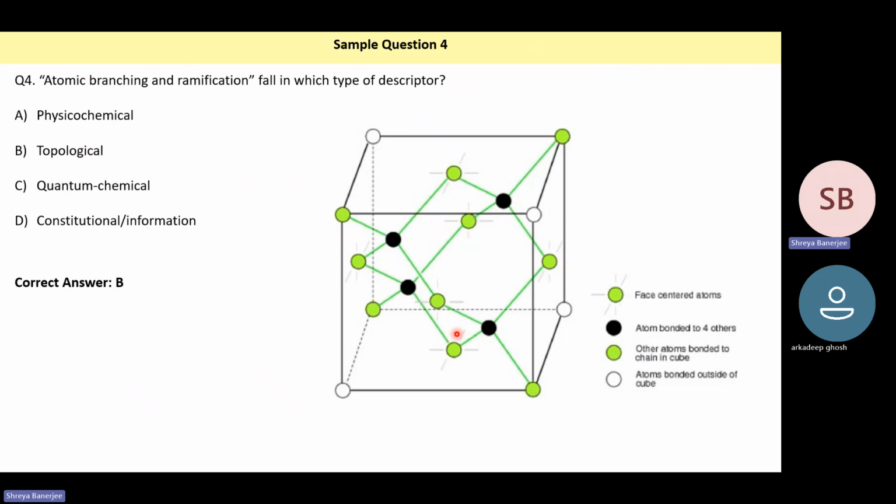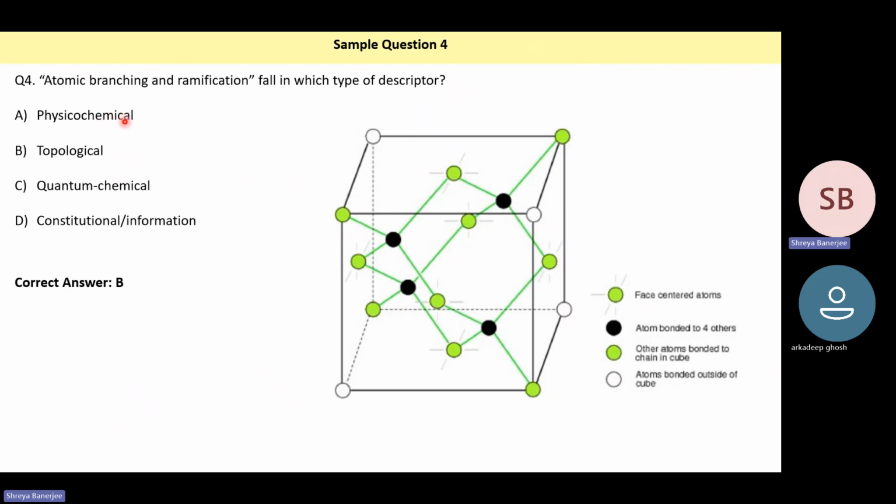So here also you can see the topological descriptor is telling you about the black atoms, which is bonded to 4 atoms. You can see this black atom is bonded to 1, 2, 3, 4 atoms. The atoms shown with extensions are the face-centered atoms. And atoms outside the cube are shown in white and so on. So this entire description falls under topological descriptors.